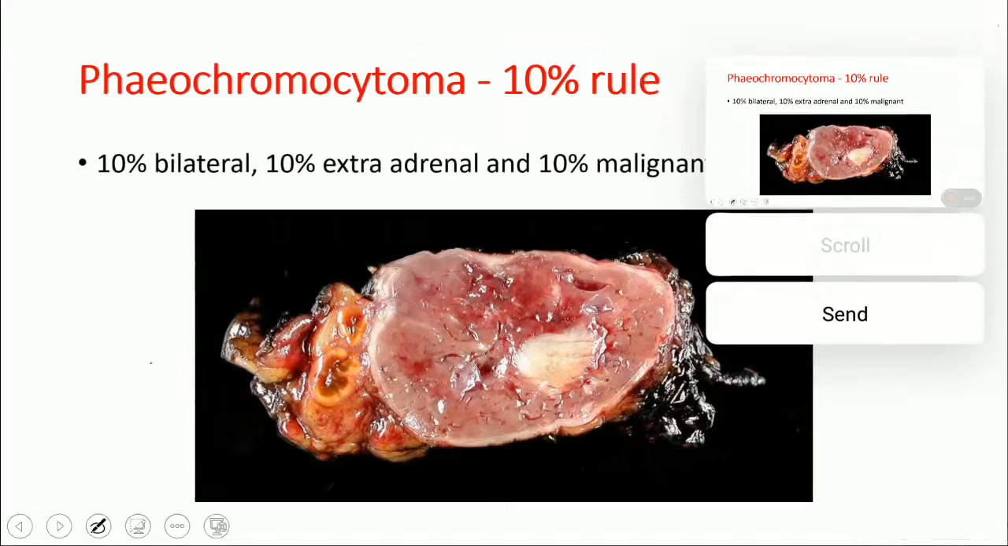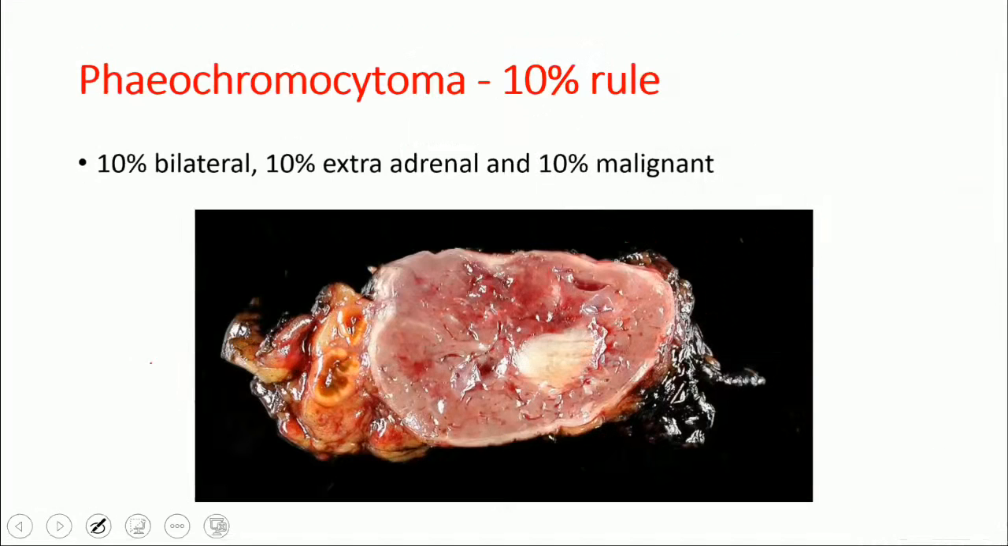This 10% rule in pheochromocytoma. 10% bilateral, 10% extraadrenal, because remember pheochromocytoma can occur along the sympathetic chain. So it can be extraadrenal 10% of the time and 10% malignant.